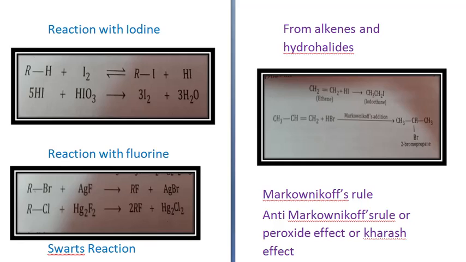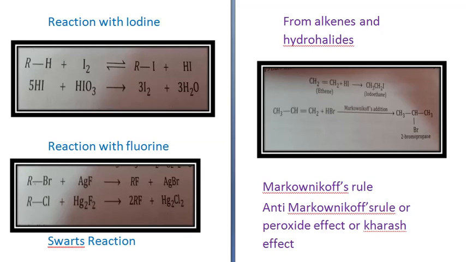Next, when you treat the alkane with fluorine, this reaction is also known as Swarts reaction. Reaction of alkane directly with fluorine is a highly explosive reaction. Therefore, it is carried out by diluting fluorine with inert gas such as argon or nitrogen, or else it can be carried out by an indirect method by heating a suitable haloalkane with inorganic fluoride.